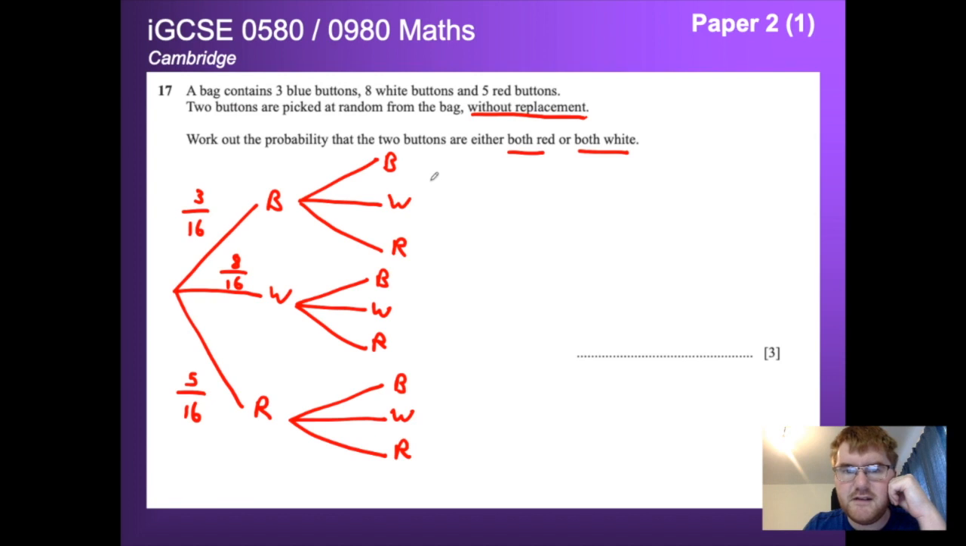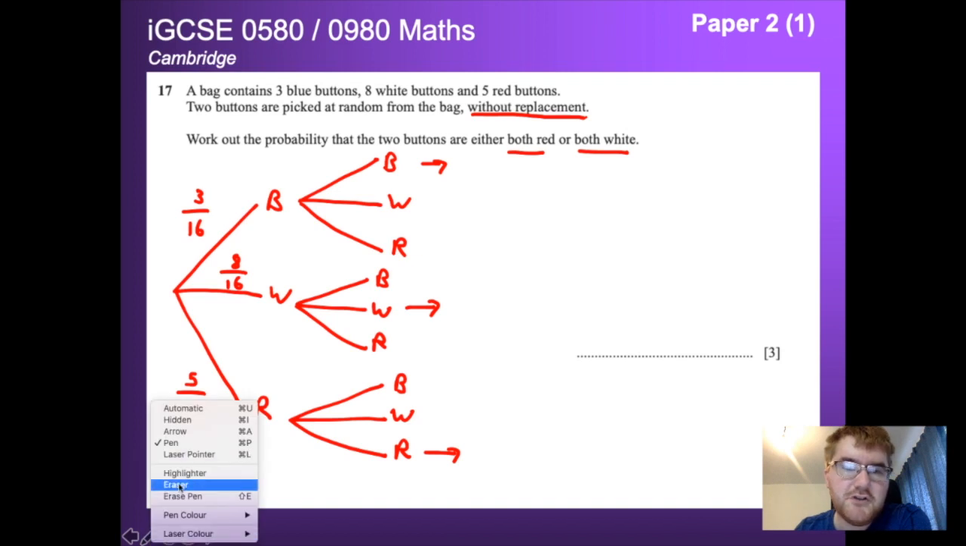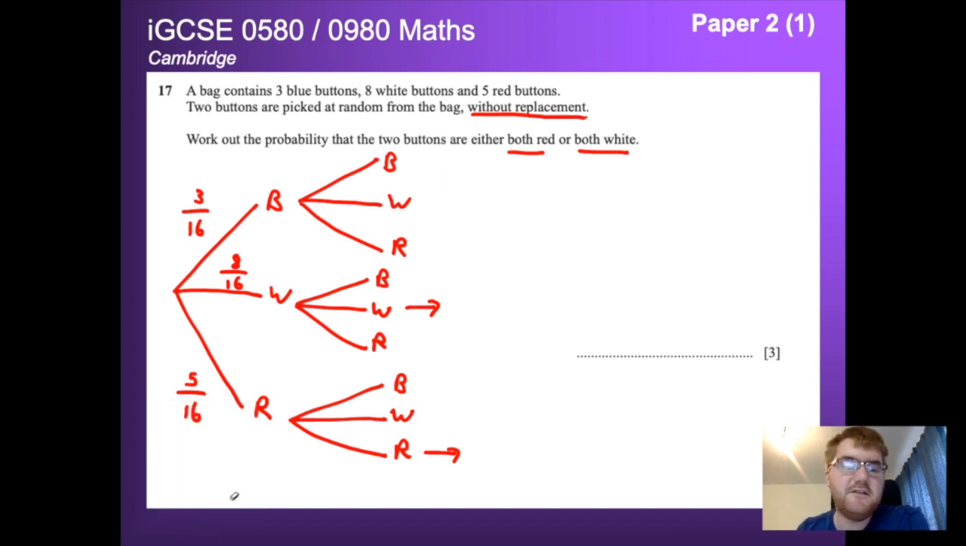So the only solutions I need to find here are this one and this one here. Okay, so I'm identifying what I need. Now, to work out this one here, if I go down the blue route, I've already chosen a blue one. And I just realized I don't want to choose a blue one. I want to choose a red one and a white one. So we need to go down here and here. As you go through the question, you should check these things, and if it's not correct, just change it as you go through.